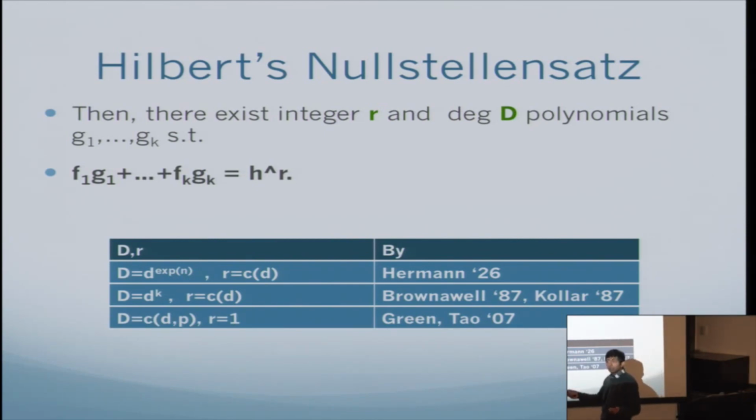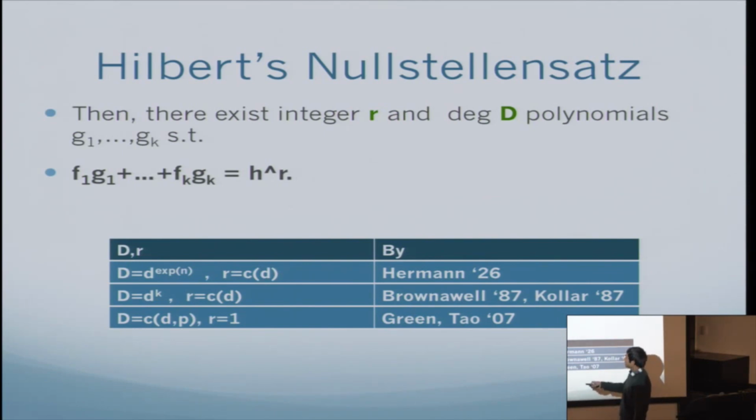Green and Tao worked with a finite field analog, saying we don't need it to vanish on the closure. As long as h vanishes only on the common zeros of the f_i's in the field itself, then you can get something very strange. You can get r equals 1, but you lose here. You get D to be something which is Ackermann in d and p, but you get r equals 1.